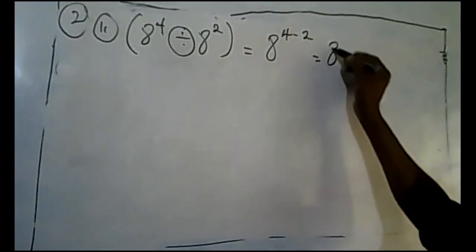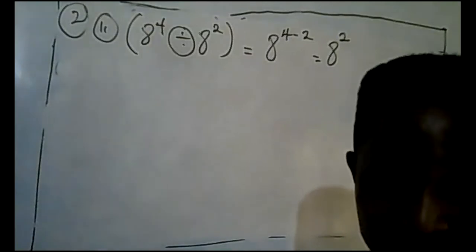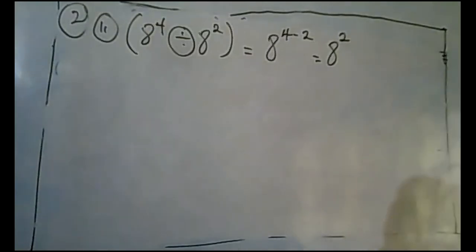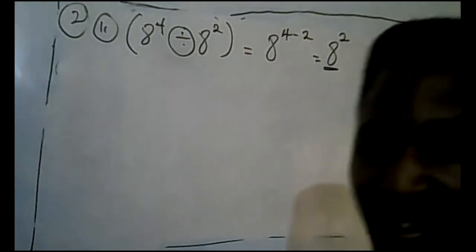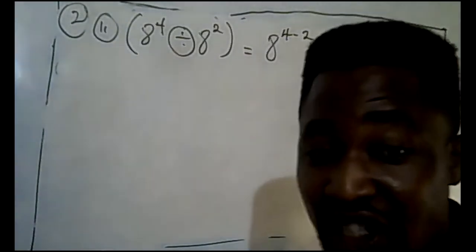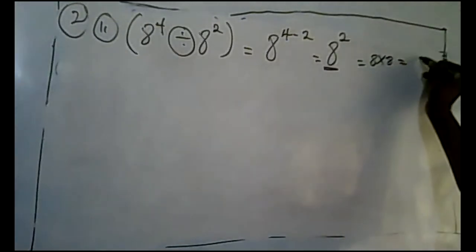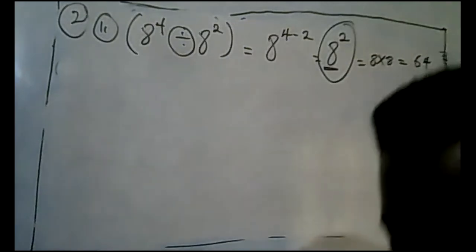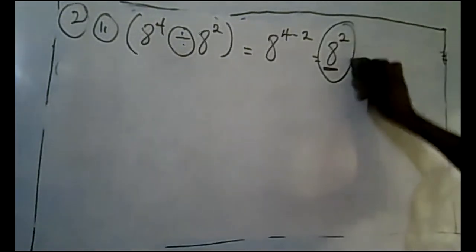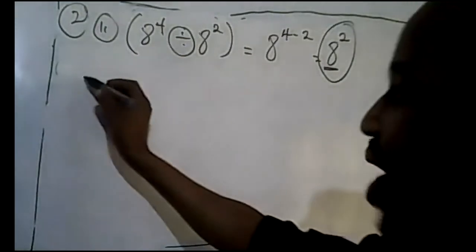So your answer is 8 raised to power 2. That means 8 times 8, which is 64. Because the instruction says we should leave our answer in index form, we're not going to proceed to say 8 times 8 equals 64. We're just going to stop here. Is that clear?